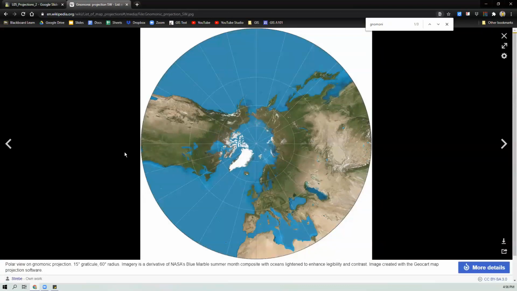All right, so we are observing from the center of the Earth, looking towards the North Pole. And you can see how much distortion there is in this map from that point of observation being right in the middle of everything.